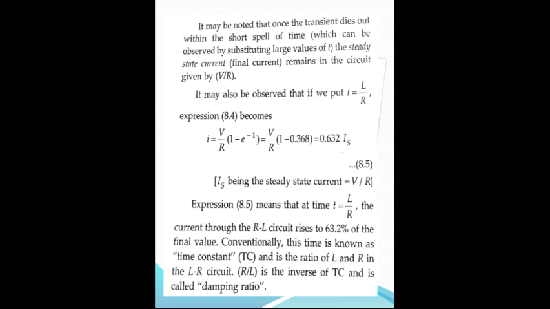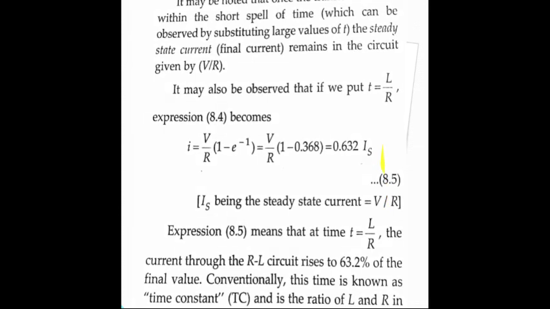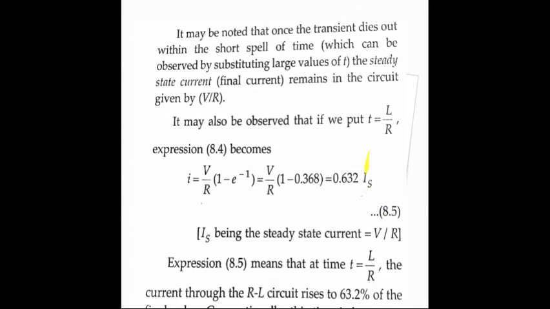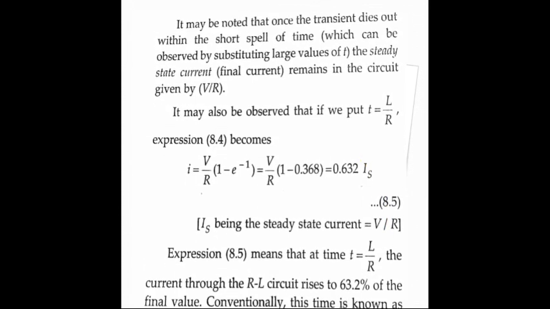Next, it may be noted that the transient dies out within a short span of time, which can be observed by substituting a large value of T. The steady state current remains, given by V upon R.